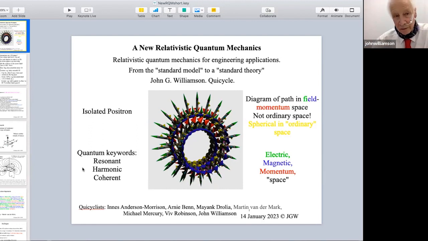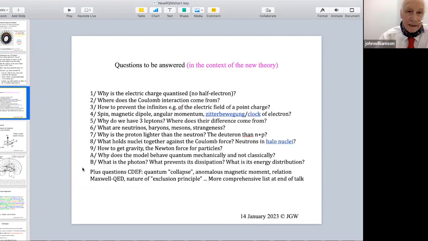This is the Williamson-van der Mark model of the electron or positron, and we're going to be coming back to that time and time again. It's not the theory itself, that's the model that preceded it.